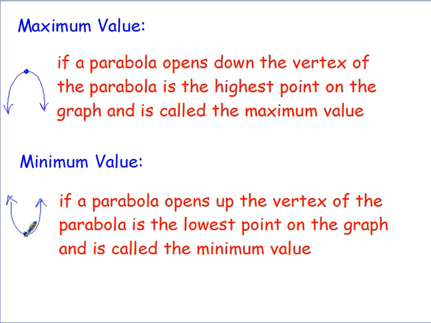And the easy way you know that, okay, we're going to add some notes here. The maximum value: a parabola opens down when A is negative. And a parabola opens up when A is positive. So add those to your notes. So we're going to look at one example like this and then we're done.